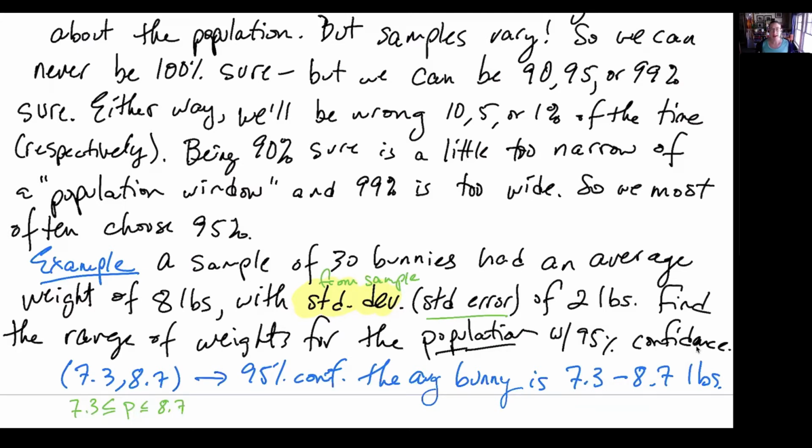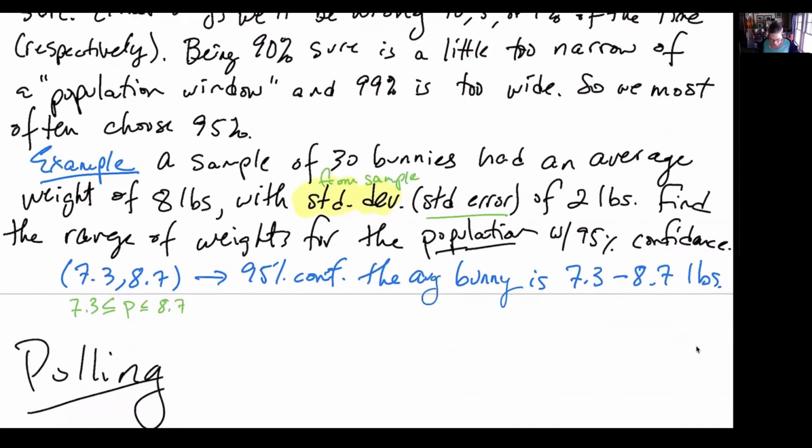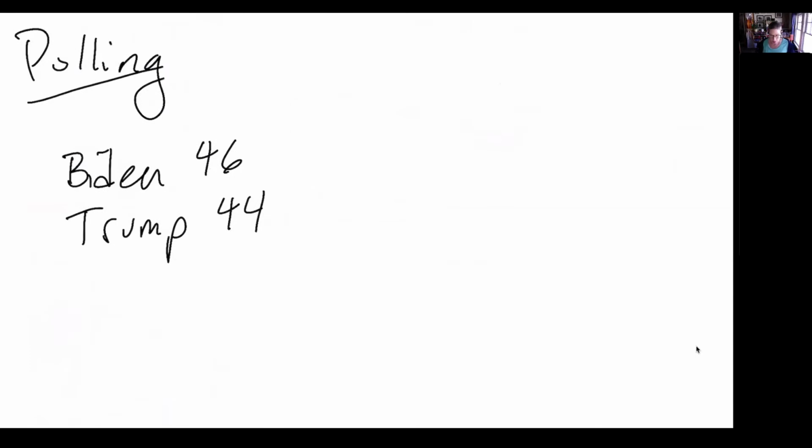So this is what we're doing in lesson 18: we're coming up with a range for the population. And you would have seen this really recently with polling. Yes, the election has happened, but I'm still going to talk about polling because this drove me nuts during the election. You'd see a poll on the news, especially in the couple weeks before the election, saying Biden had 46% of the vote and Trump had 44% of the vote. And the newscaster would say, oh look, Biden's winning. But here's the thing.